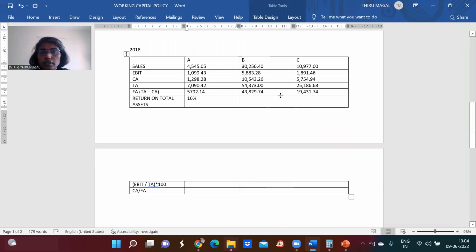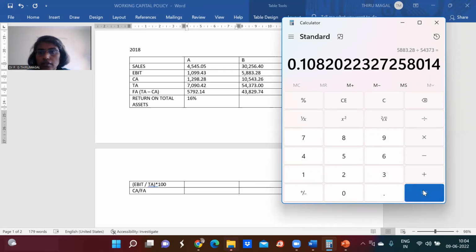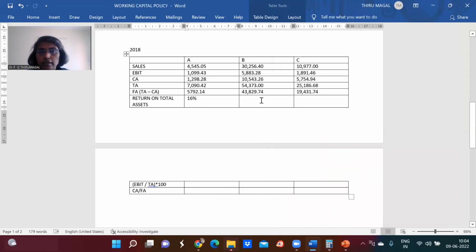We can round off. Next, similarly for company B, the formula is EBIT, which is 5883.28, divided by total assets. The total asset is 54,373. Then it should be multiplied by 100. So we'll be getting 10.8. You can take it as 11.